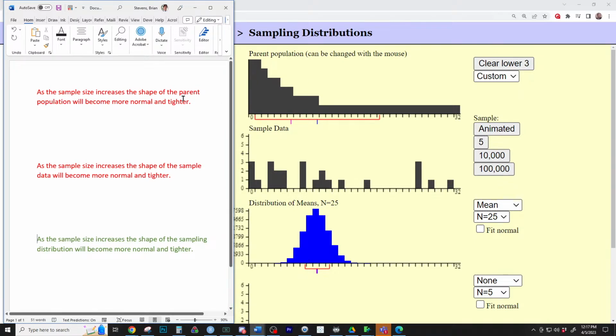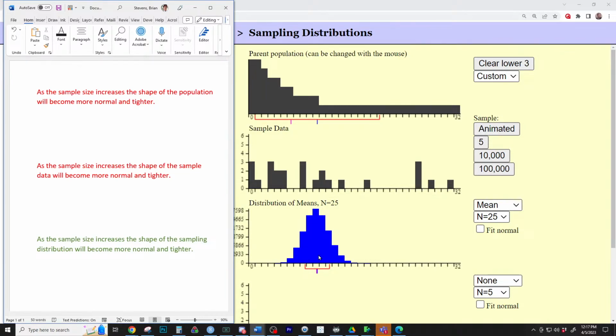The parent data or the population data, or you could just remove parent right here and just say population. The shape of the population will become normal and tighter. No, the sample is not going to change what the data looks like for all the data. As the sample size increases, the shape of the sample data will become more normal and tighter. No, the sample data will look like the population data up here. As the sample size increases, the shape of the sampling distribution will become more normal and tighter, and that's down here. Does that make sense, Jesse?